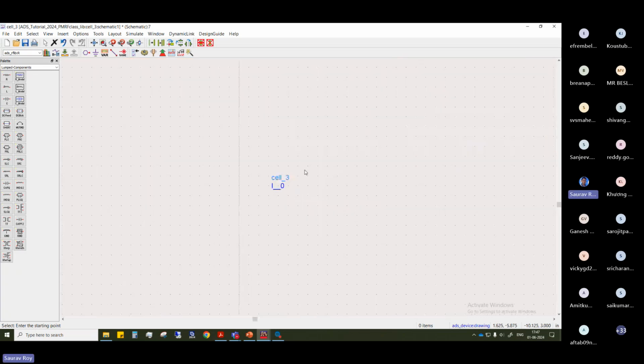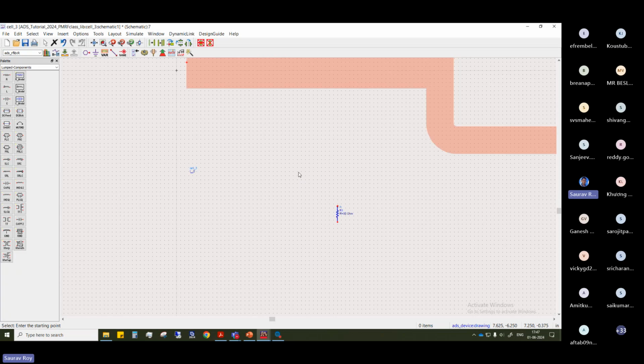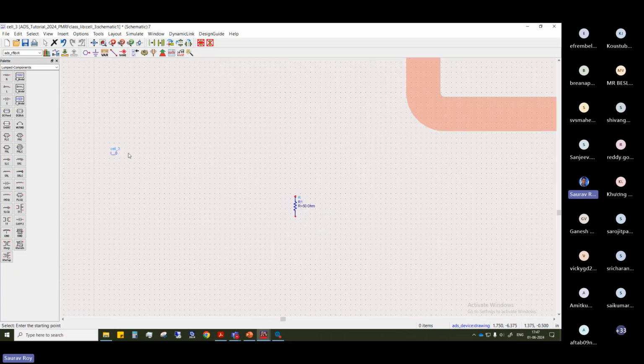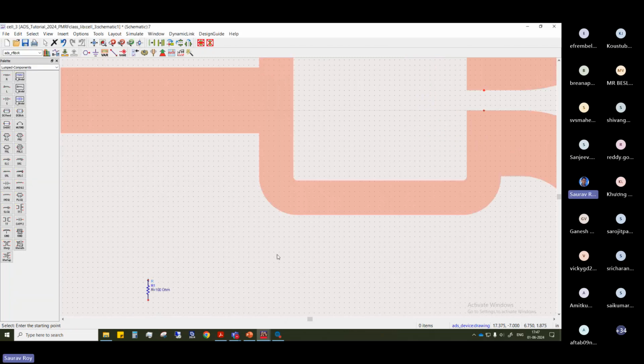And here you see it shows cell 3 IO, because this has been imported. This sign will come only when you import a symbol to a schematic. And you will see in the results also it will show this same IO here. So this is 100 ohm here. Okay, so let's connect this to this guy here.